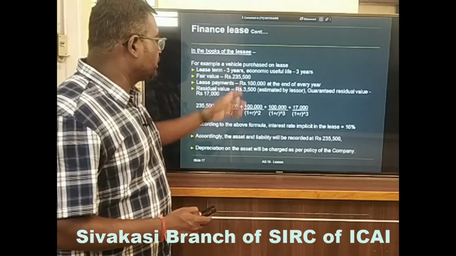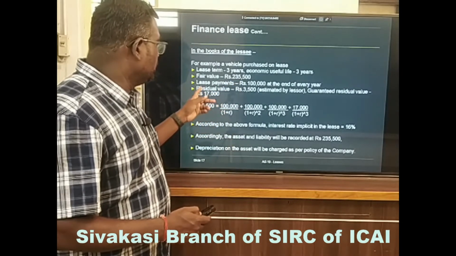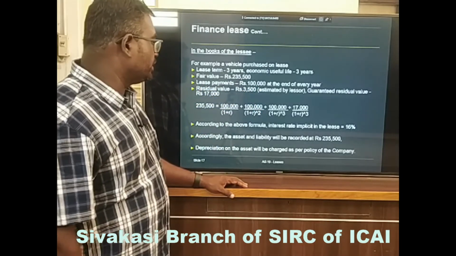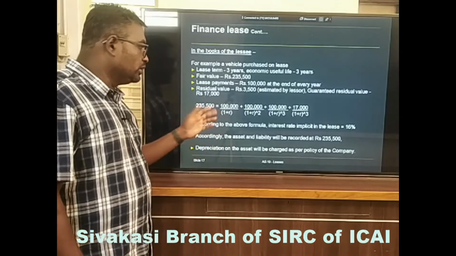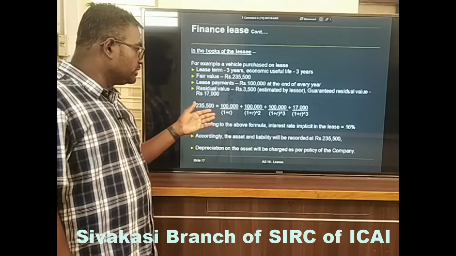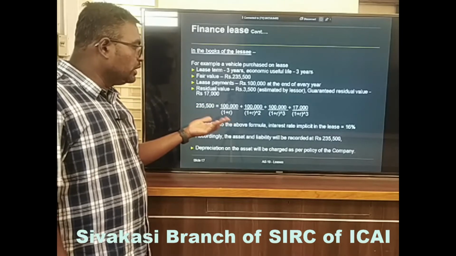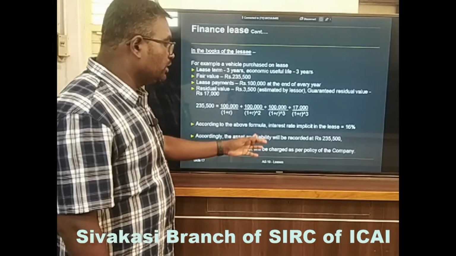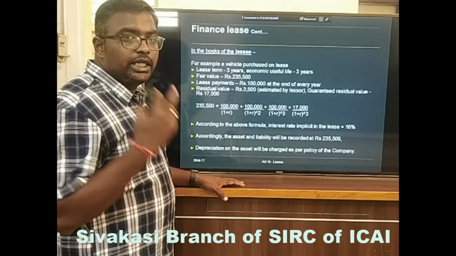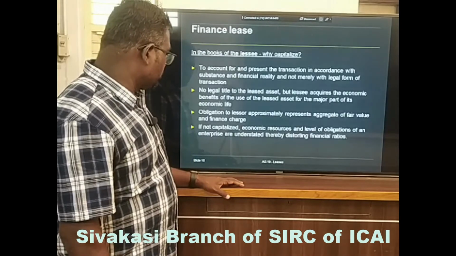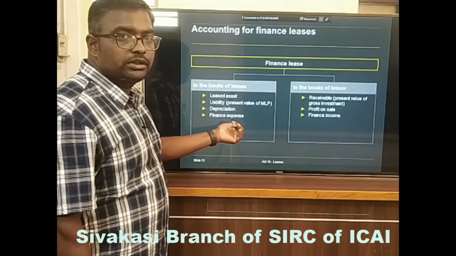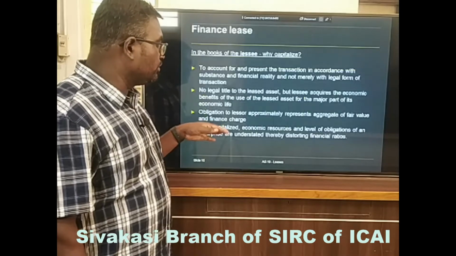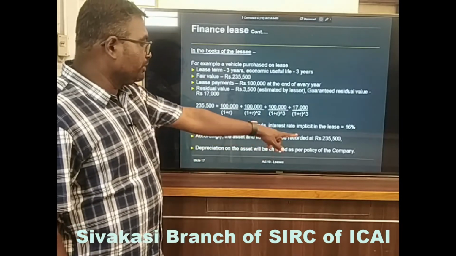So fair value is 2,35,500, which is the cost of the asset. The lease payment is 1 lakh at the end of every year. Residual value is 3,500. Guaranteed residual value is 17,000. So you have to remember this formula. This is a formula which allows you to calculate the fair value of the asset. According to the above formula, you will now find the interest rate, which, as I told you, you have to consider as a finance expense. For this, you are required to compute the interest rate to charge on the principal amount.